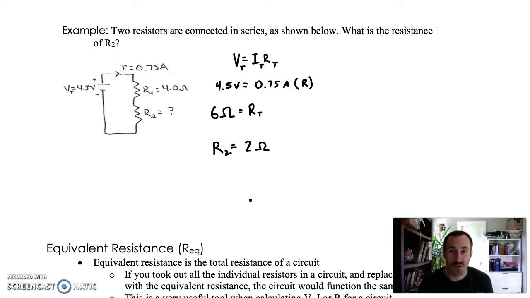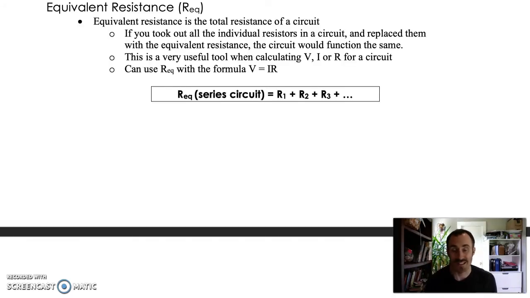And that brings us to equivalent resistance of circuits. By equivalent resistance, we mean just the total resistance of the circuit. Okay, but you can also consider equivalent resistances of pieces of the circuit.